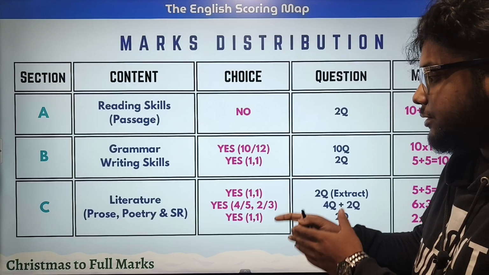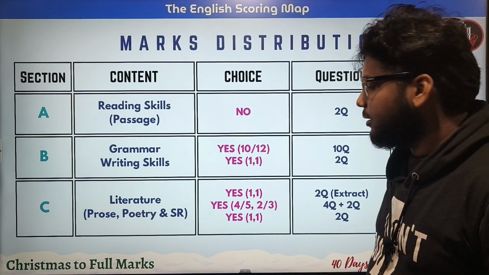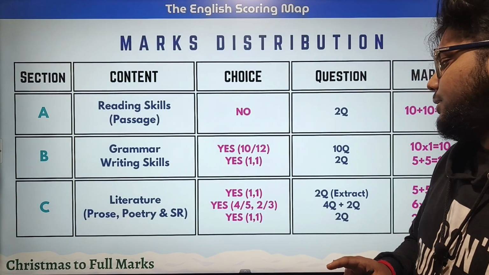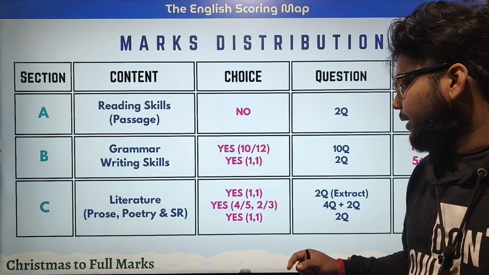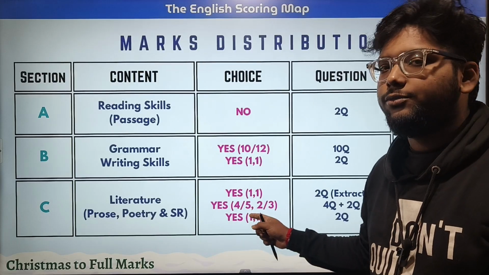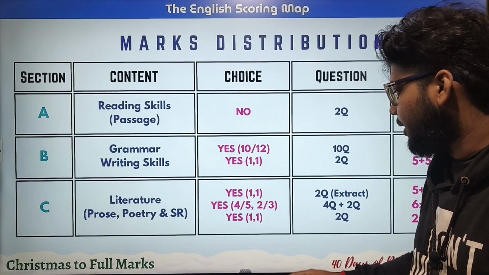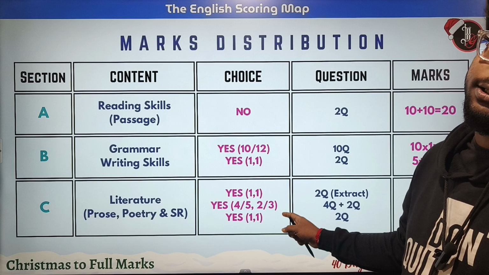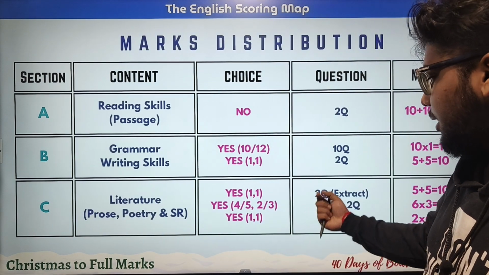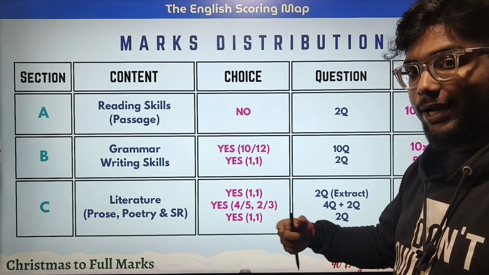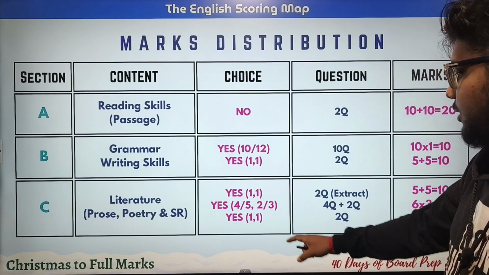Here we are getting the prose, the poetry and the supplementary reader. So are we getting the choices? Yes, we are getting the choices. We are getting the first choice, 1 upon 1. Then we are getting 5 questions, out of which we have to answer only 4. And then we are getting 3 questions, out of which we have to answer only 2. And yes, there is also another option where we are getting 1 upon 1. So I hope it's clear.